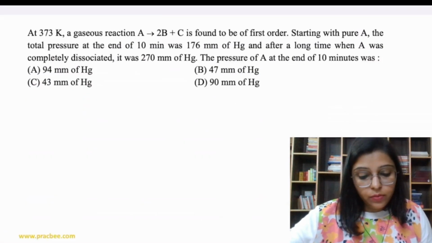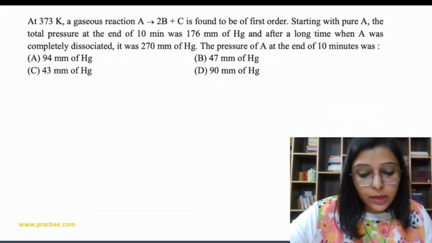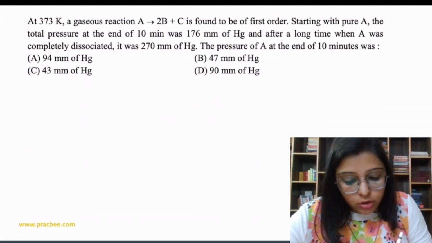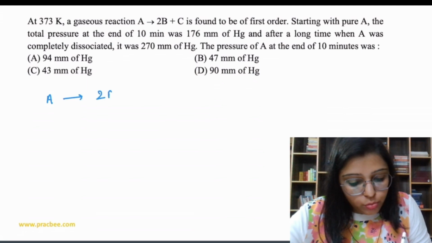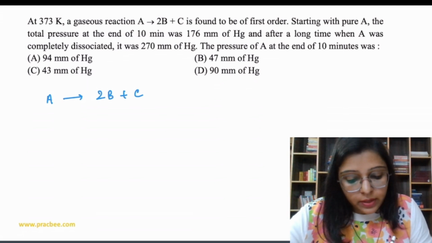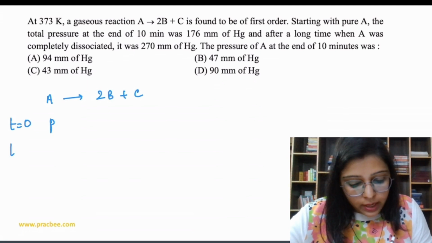Let's do the next question. At 373 Kelvin, a gaseous reaction A gives 2B plus C is found to be a first order reaction. Fine. A gives 2B plus C, first order. Starting with pure A, the total pressure at the end of 10 minutes was 176. Fine. So at T equal to 0 we have pressure P, and T is equal to after 10 minutes.